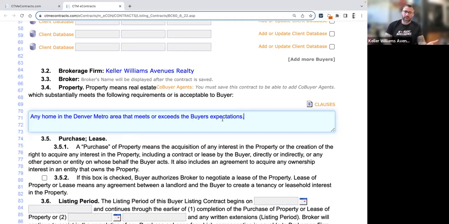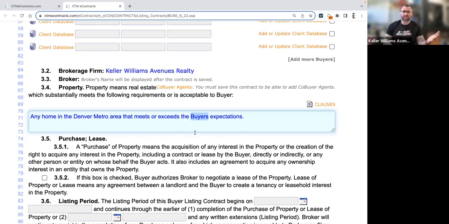Also, keep in mind that when we're in this contract, whether it is a sales contract or a listing contract, we're always going to capitalize buyer and we're always going to capitalize seller. Always.